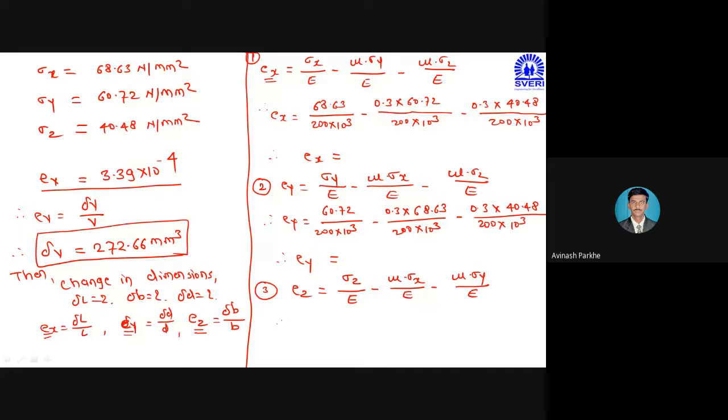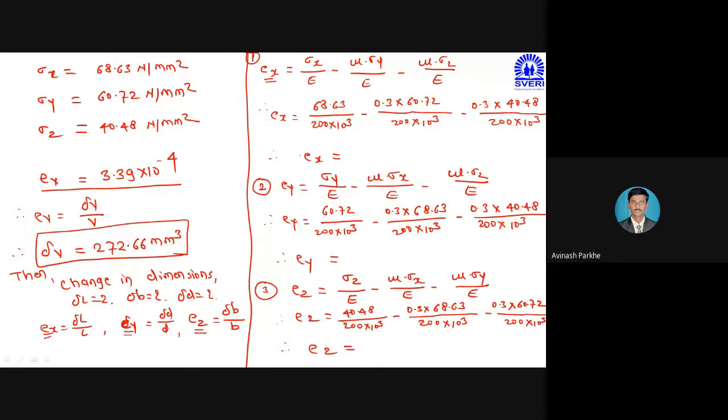Put the values. Epsilon z, sigma z 40.48 divided by 200 into 10 raised to 3, minus 0.3 into sigma x 68.63 divided by 200 into 10 raised to 3, minus 0.3 into sigma y 60.72 divided by 200 into 10 raised to 3.